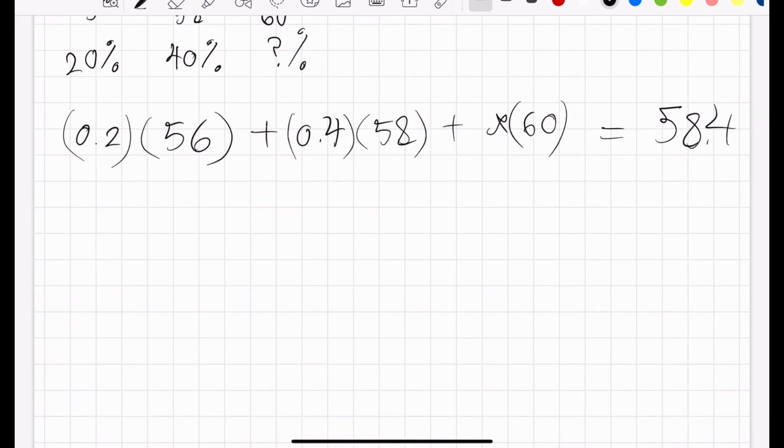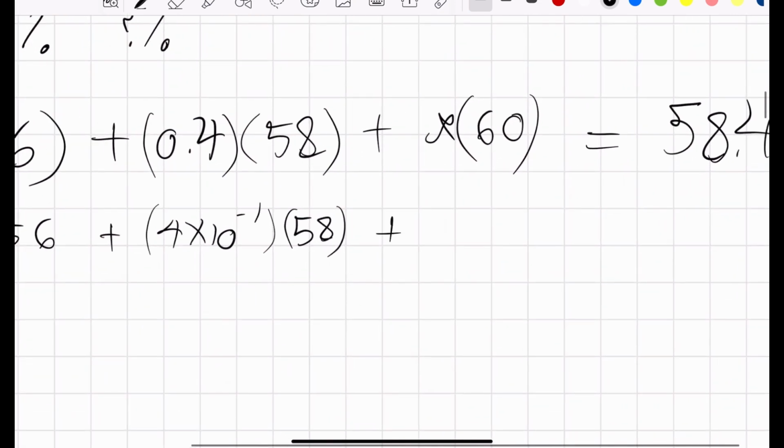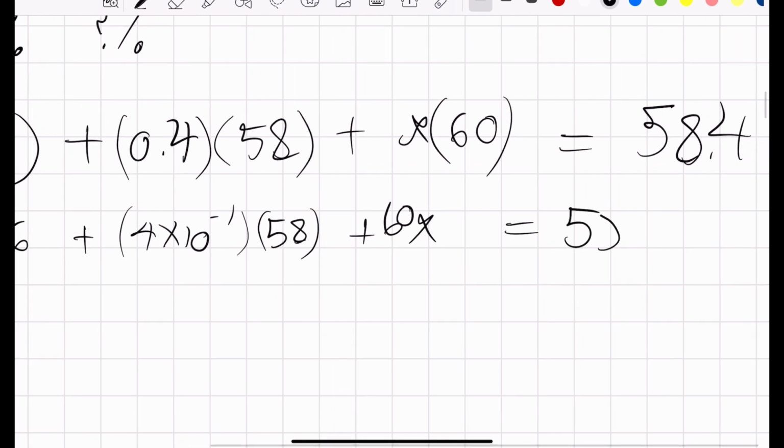Now, as you guys probably know, you're not going to have a calculator on the MCAT exam, so we're going to have to do this manually, and it's not too difficult. We can rewrite 0.2 as 2 times 10 to the negative 1, all that multiplied by 56, plus, in 0.4 we can do the same thing, so that's 4 times 10 to the negative 1 times 58, plus, and this stays the same, just put 60x, equals 58.4.